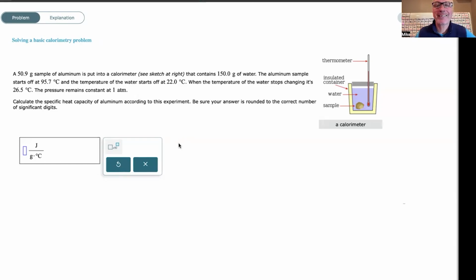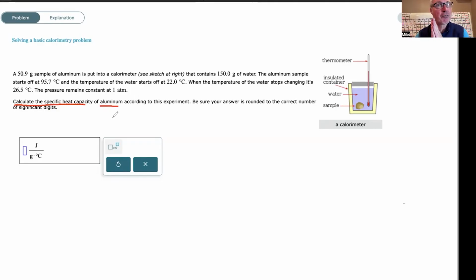But here's the way the problem goes. We've got some sort of sample that we place into water, and we want to know its specific heat capacity. Just zooming to the end of the problem. Apparently it's made of aluminum. Okay, that's good to know.